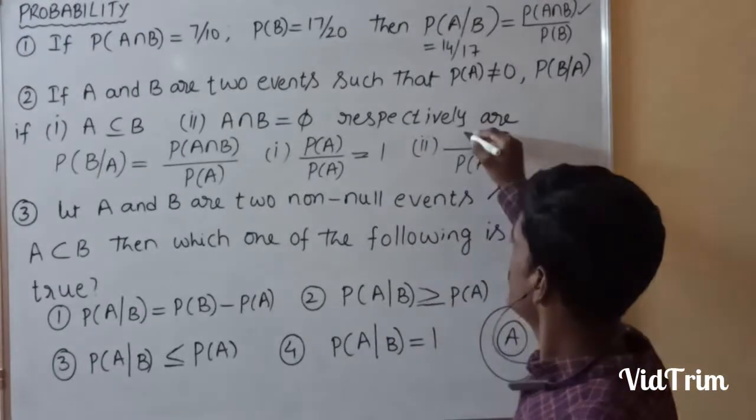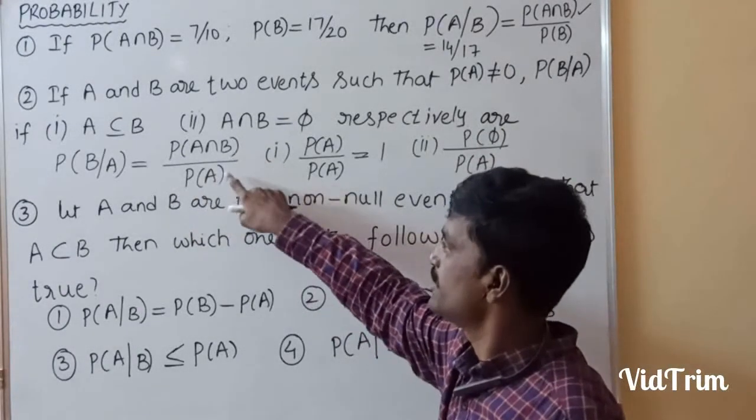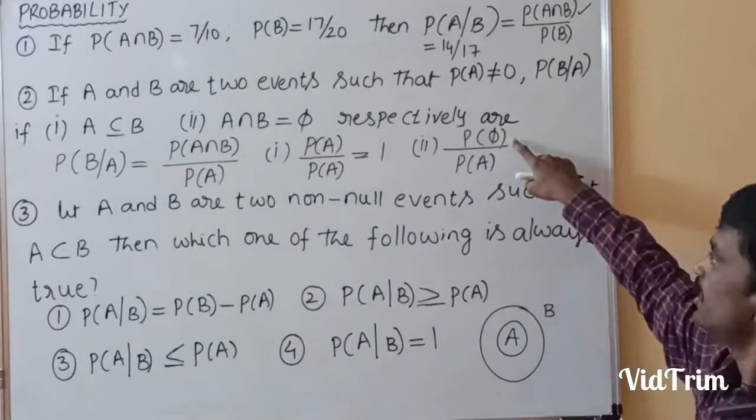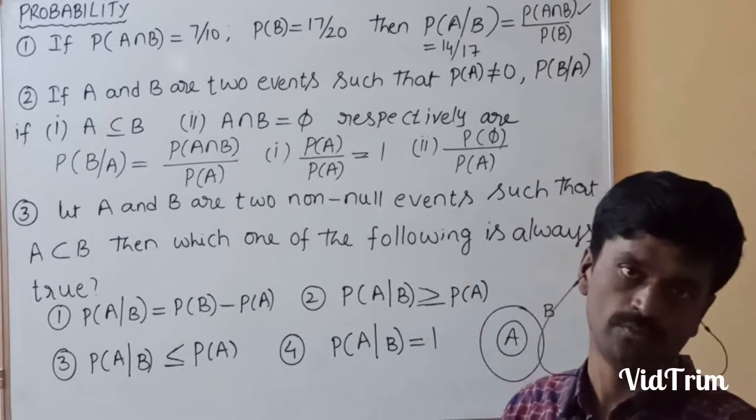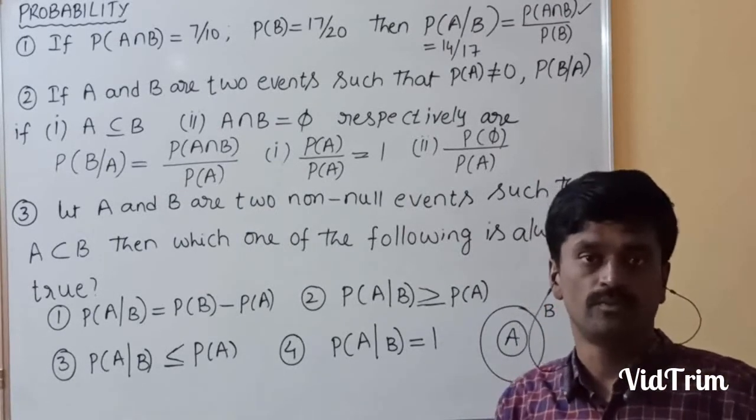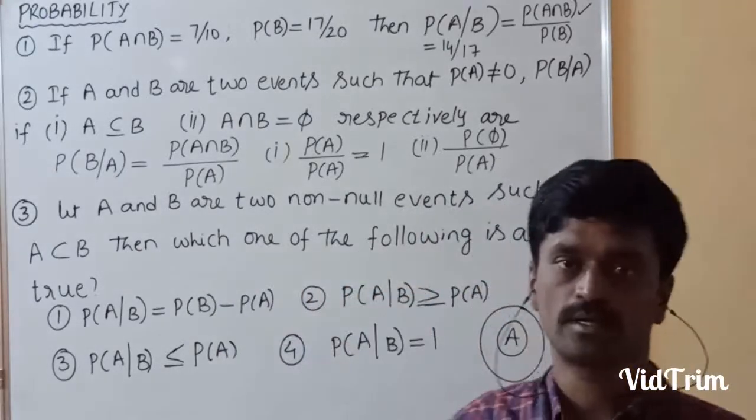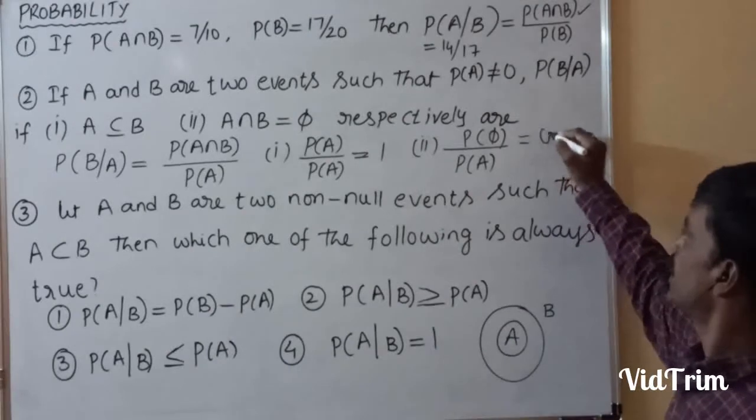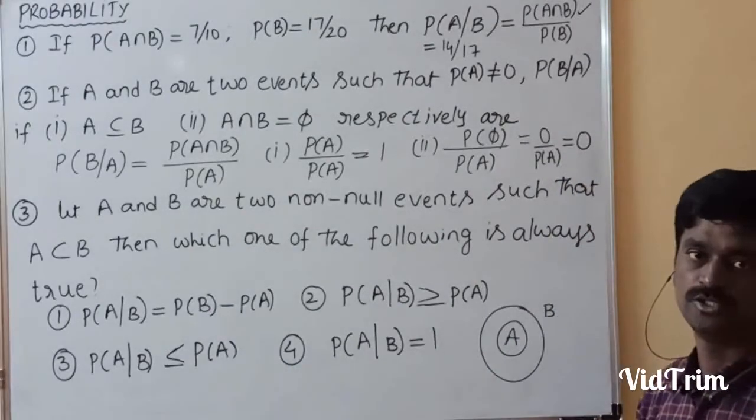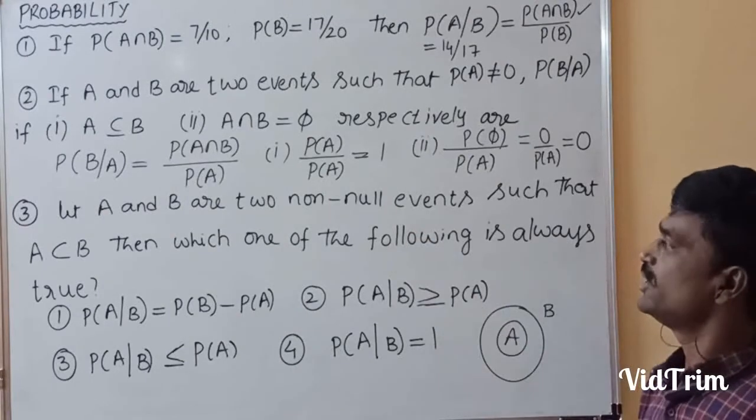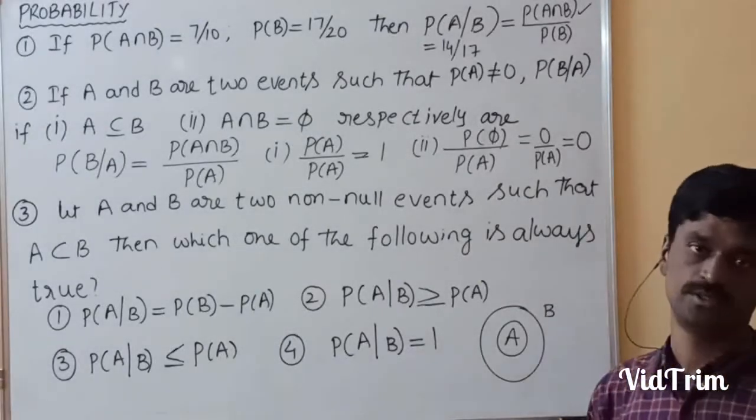So then if you substitute A intersection B is phi, what do you get? P of B by A, which is P of A intersection B by P of A, that is equal to P of phi by P of A. So phi is nothing but what? Impossible event. As it is an impossible event, what is the chance of happening of an impossible event? 0, correct? So 0 by P of A. So 0 by a non-zero number, what do you get? 0. So in the first case, P of B by A value is 1. In the second case, P of B by A value is 0.